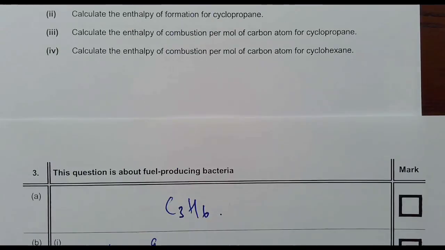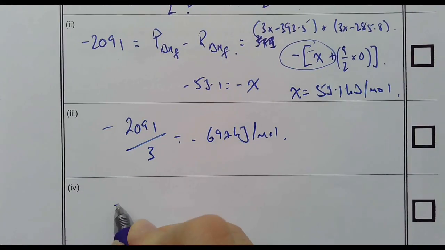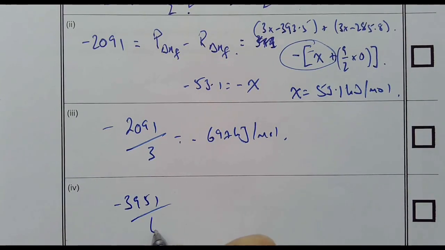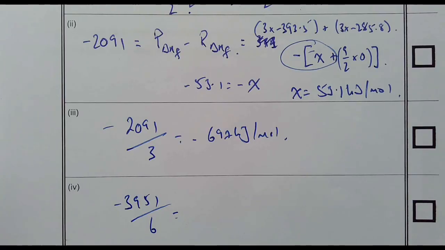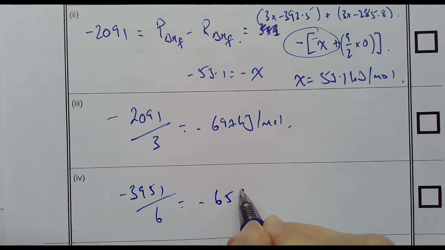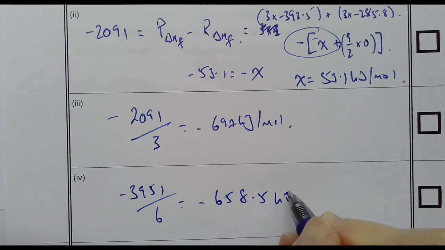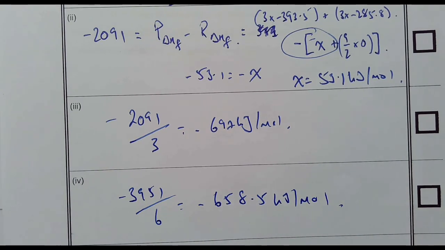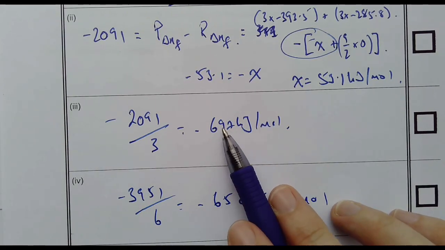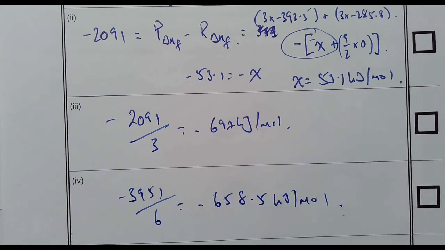And then it asks you to do the same for cyclohexane. So that's going to be minus 3951 divided by 6, which is minus 658.5 kilojoules per mole. So you can see, even though they've both got the same empirical formula, giving the same products in the same ratios, you get more energy when you do it per carbon atom when you use cyclopropane.